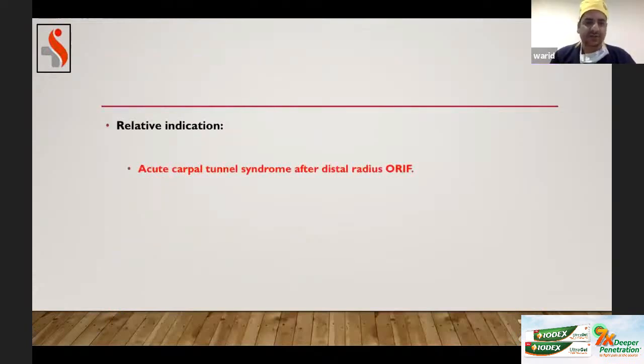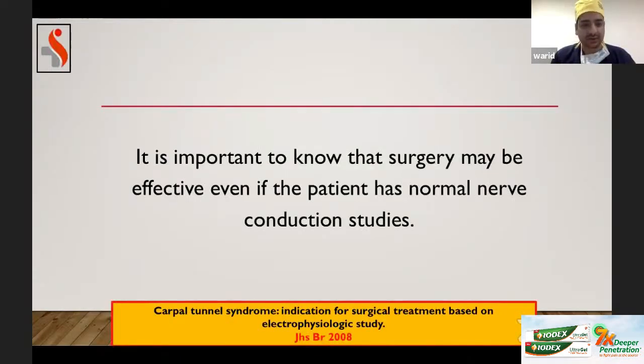A relative indication is when there's carpal tunnel syndrome after a distal radius fracture. Sometimes, very rarely, you can see that after we do a volar plating in lower end radius fractures, they develop an acute carpal tunnel syndrome.